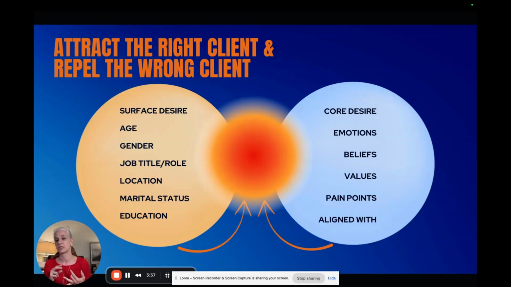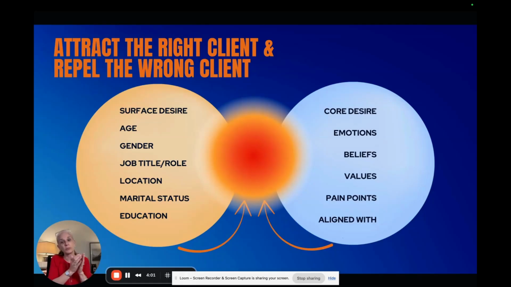What's their age? What's their gender, if that's relevant? If you're B2B, what's their job title or their role? Where are they located? What is their marital status? And what general education have they completed? Now, these are what would be called demographics. They're a little more top line. They're not exactly the best indicators.